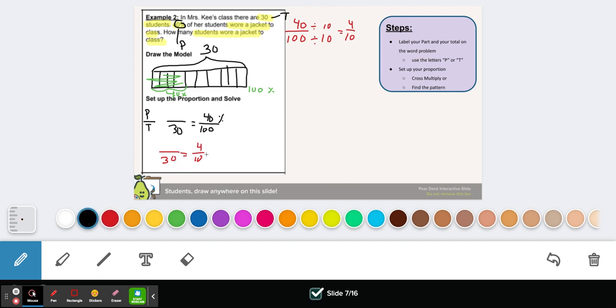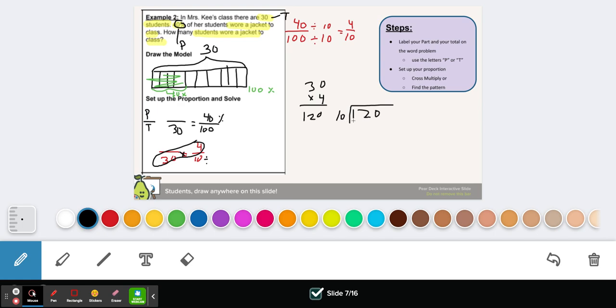So again, I need to cross multiply just like how I said earlier. So these two I need to cross multiply. So then that means I'm going to multiply 30 times my 4. 4 times 0 is 0. 4 times 3 is 12. So I get 120, but I still need to do what? I need to divide by 10. So then here I get 120. So with my answer, I'm now going to divide by 10.